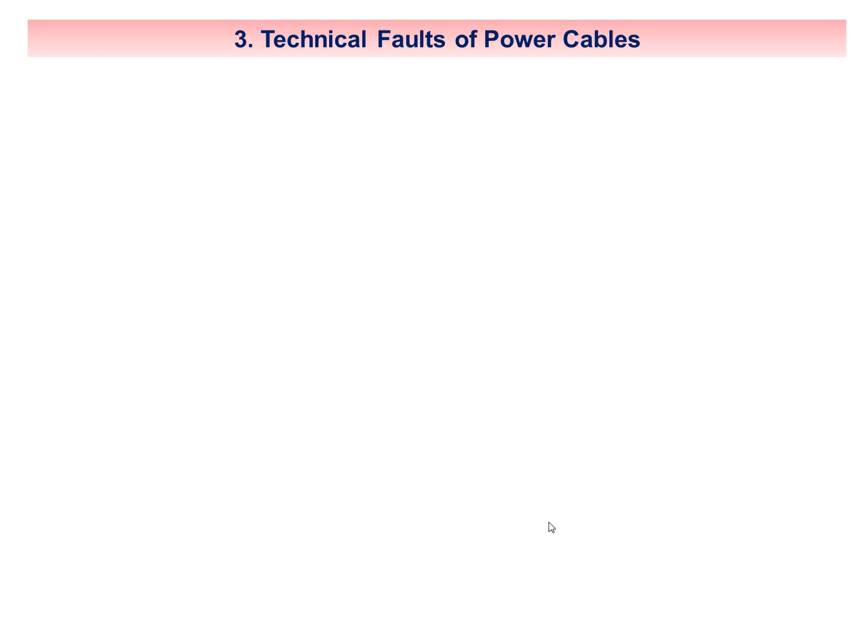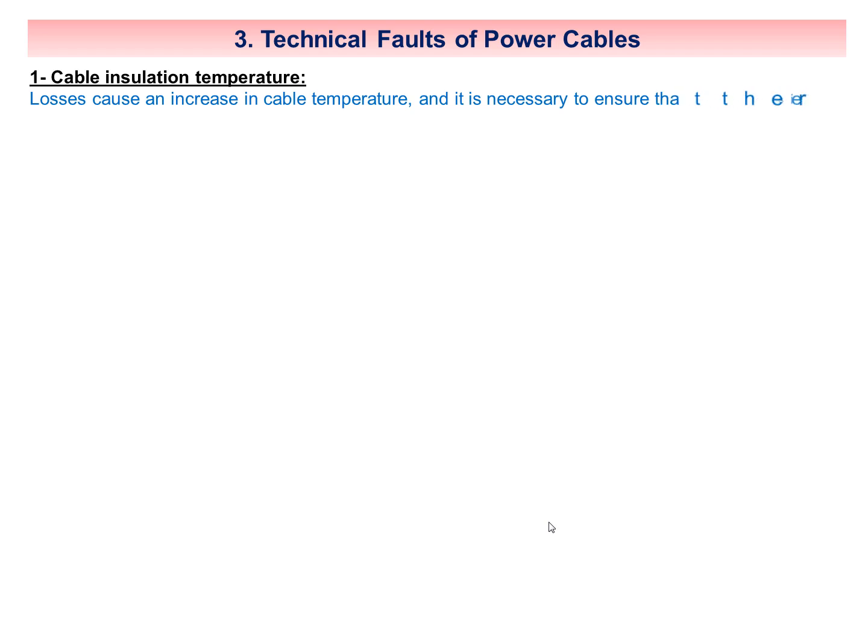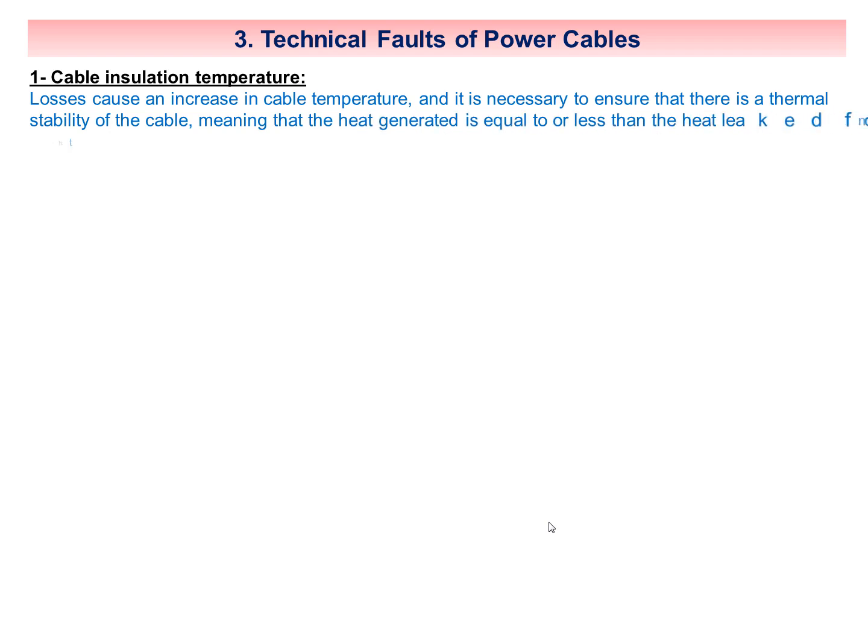Now I'm going to talk about technical faults of power cables. Cable insulation temperature. Losses cause an increase in cable temperature, and it's necessary to ensure that there is a thermal stability of the cable, meaning that the heat generated is equal to or less than the heat leaked from the cable. The heat leakage in the cable depends on the thermal resistance of the soil quality if the cable is buried in the ground.